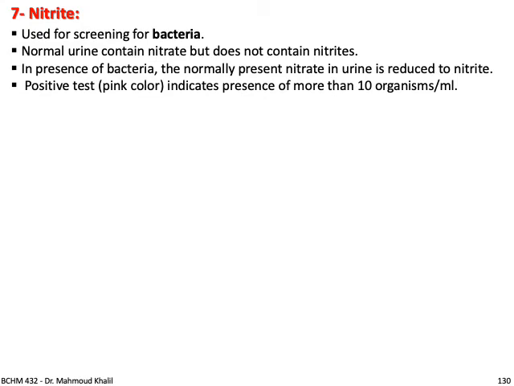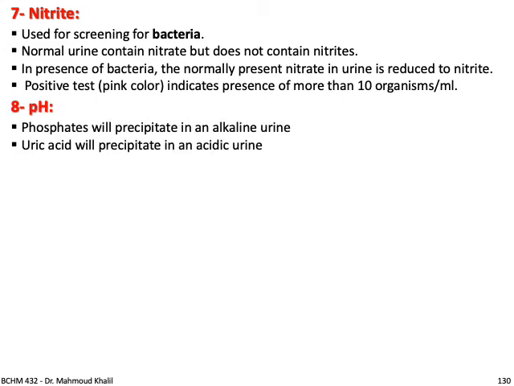Nitrite. The nitrite is used for screening for bacteria. Normal urine contains nitrate but doesn't contain nitrites. In the presence of bacteria, the normally present nitrate in urine is reduced to nitrite. So this gives a positive test. Pink color indicates the presence of more than 10 organisms per ml.